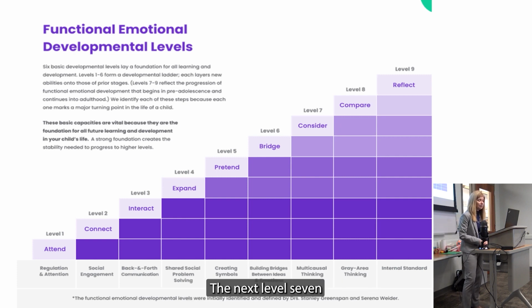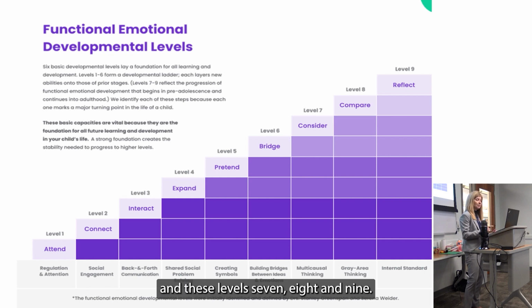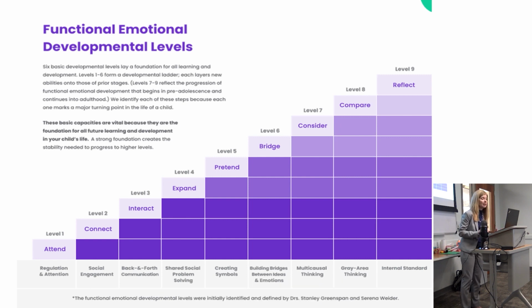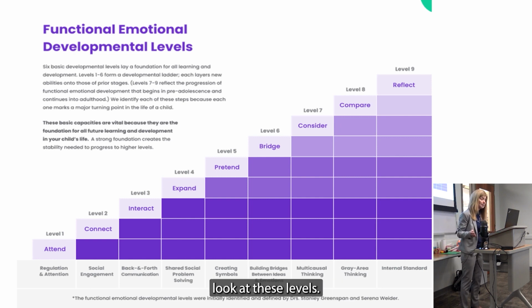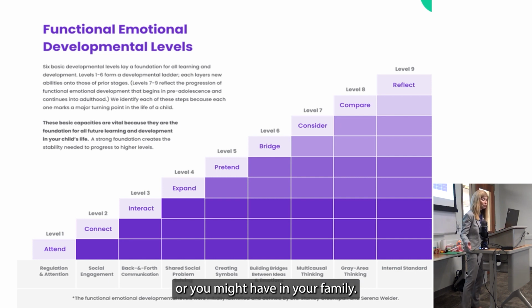The next, level 7, is multi-causal thinking. And these levels 7, 8, and 9 we see develop typically in later, close to preteen and teenage years. So again, many of the younger children, we wouldn't even look at these levels, but let's just discuss it because we have older children that we work with or know, or you might have in your family.